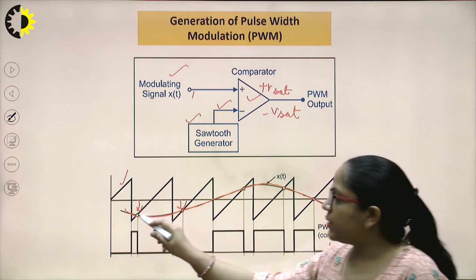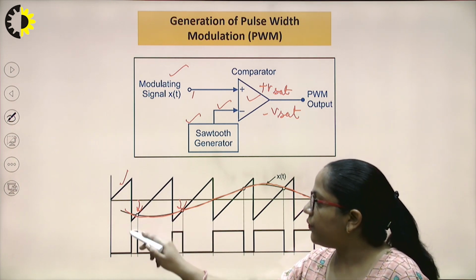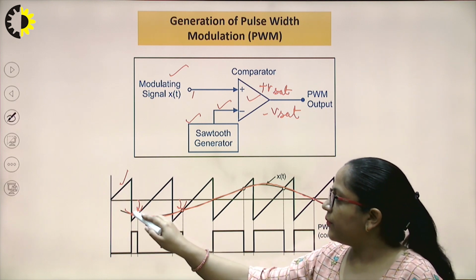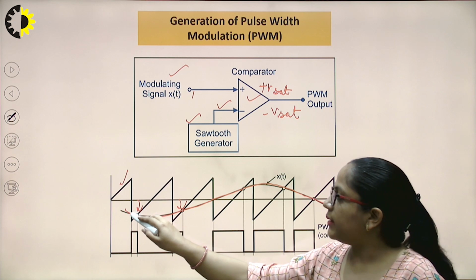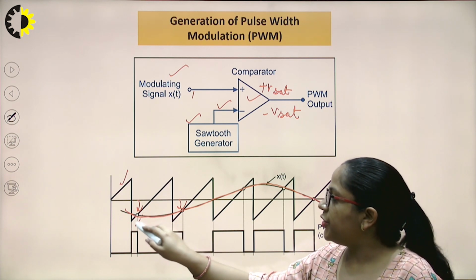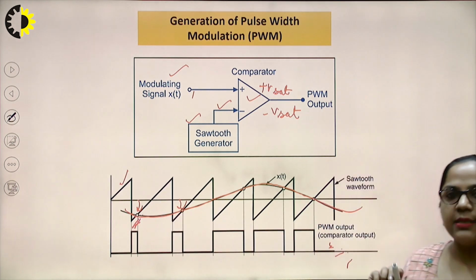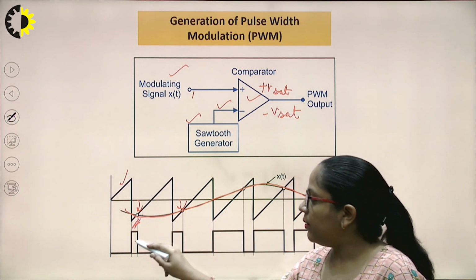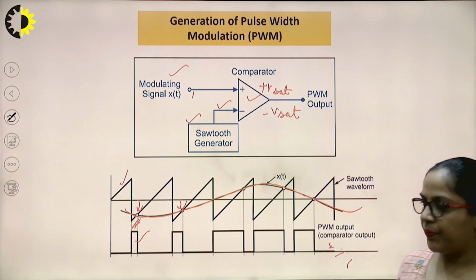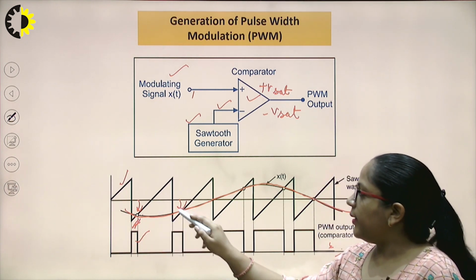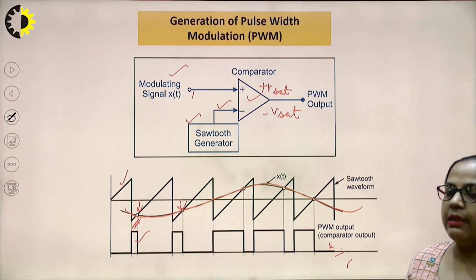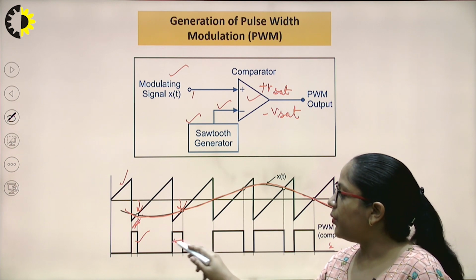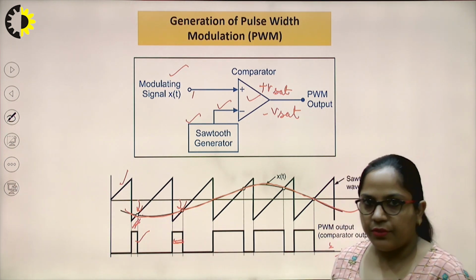Okay. So first let us observe the first duration. The modulating signal is crossing the sawtooth waveform at this point. So for this much of duration, the amplitude of the modulating signal is higher than the amplitude of this sawtooth waveform. So we will get a pulse for that much of duration. Now moving forward, here again the amplitude of the modulating signal is more than the amplitude of the sawtooth waveform, and again we are getting a positive pulse for that much of duration.